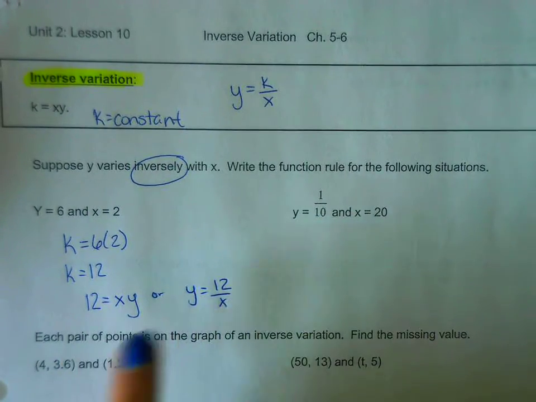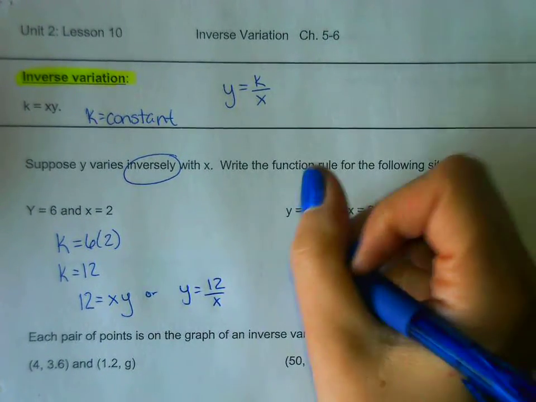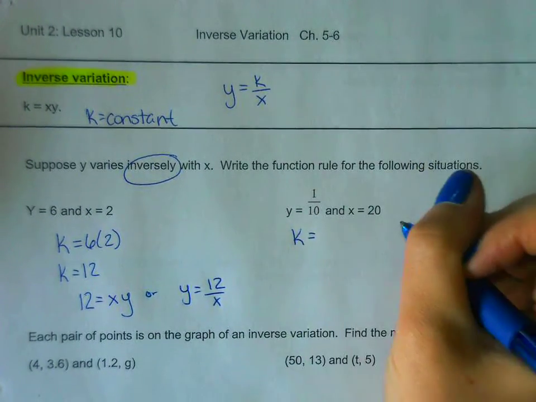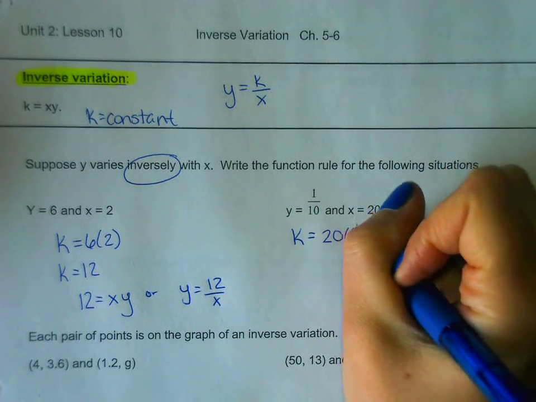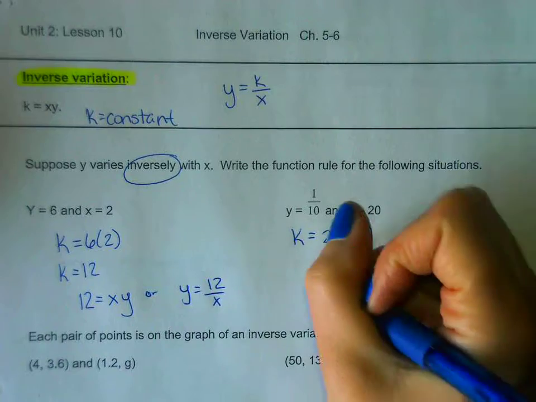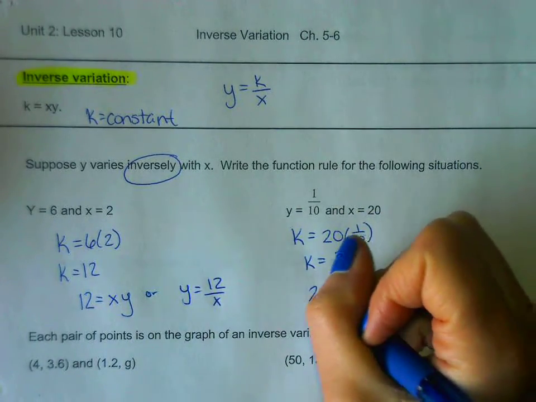So if we have that y equals 1/10 and x is 20, I'm going to do 20 times 1/10. So that means my constant is 2. So that means my constant equals my x times my y. Or we can look at this as y equals 2 divided by x.